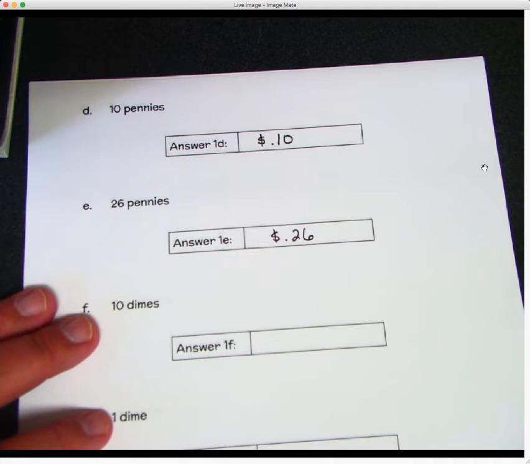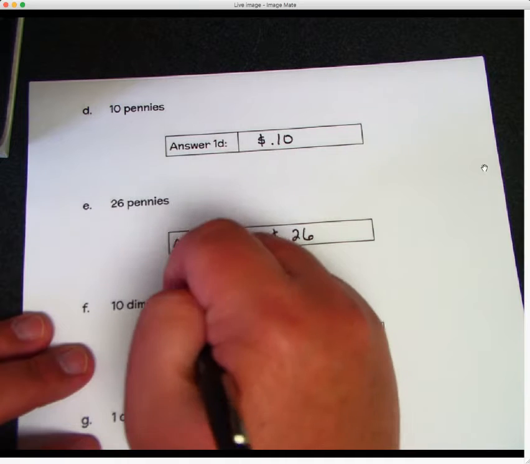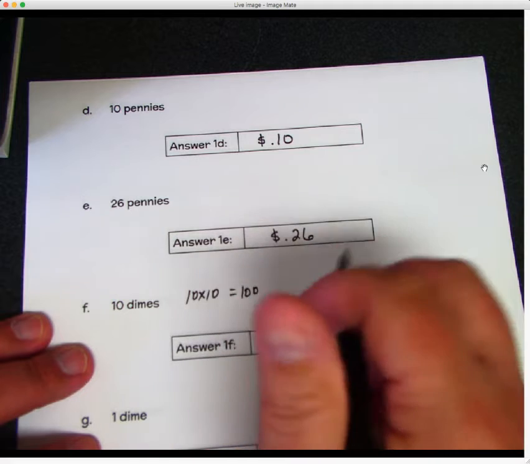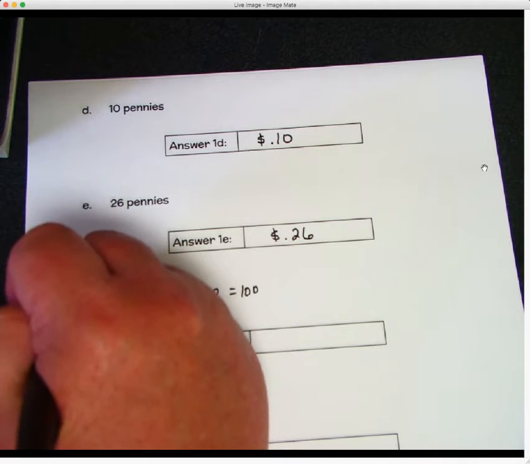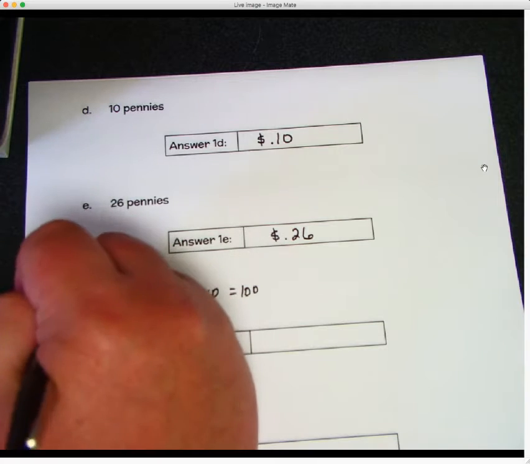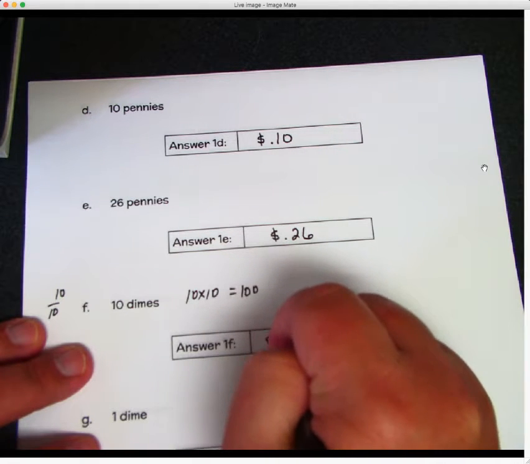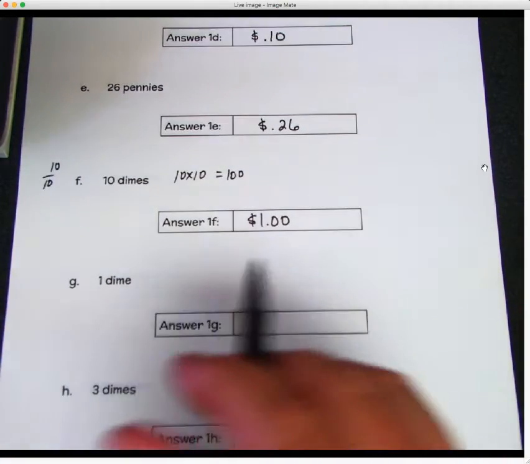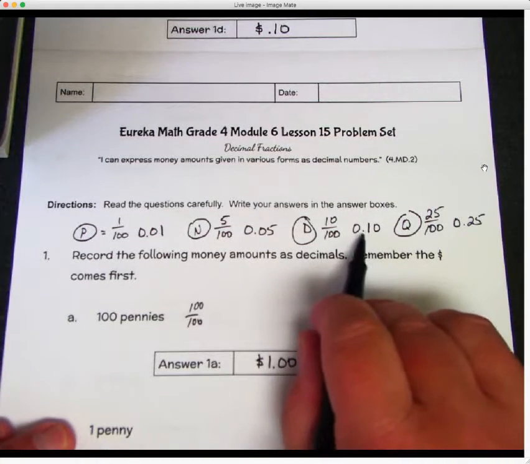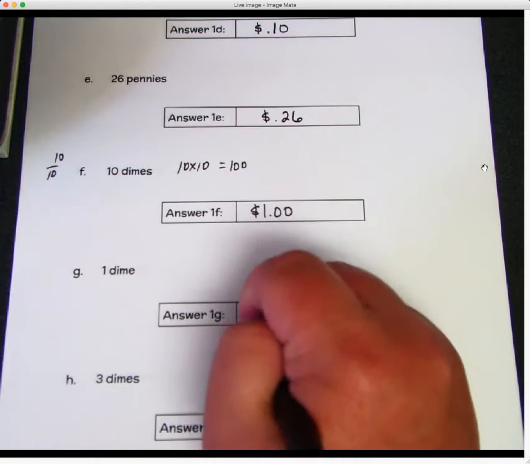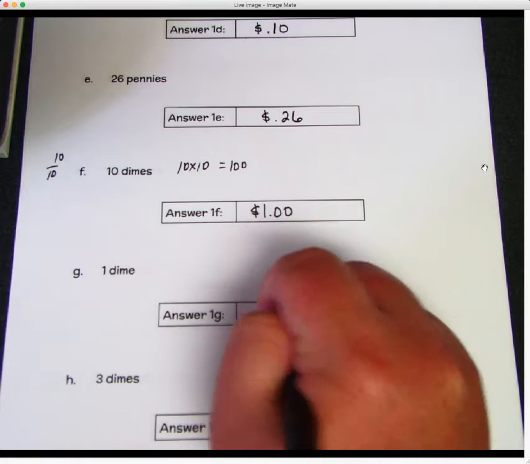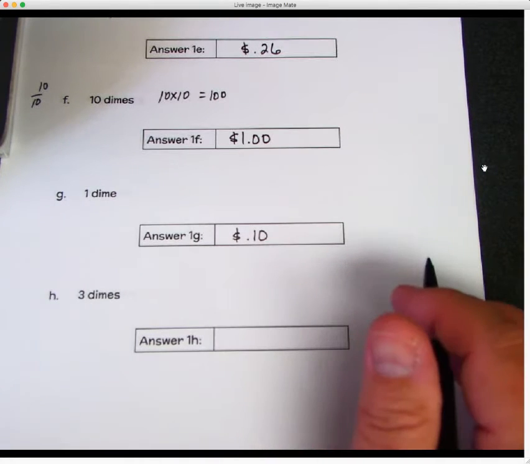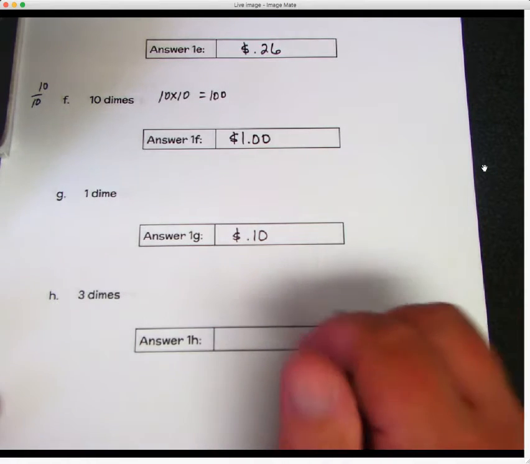10 dimes, well, let's count up. If each dime is worth 10, 10 times 10, what would that be? That'd be 100 or $1 whole. If we're thinking about it as a fraction, it'd be 1/10. But if I have 10 of them, 10/10 is $1. If I have 1 dime, look at your paper. What's a dime worth in decimal form? It's worth 10/100ths. 3 dimes, count by 10, 10, 20, 30 hundredths.